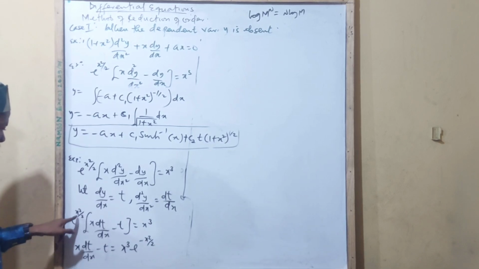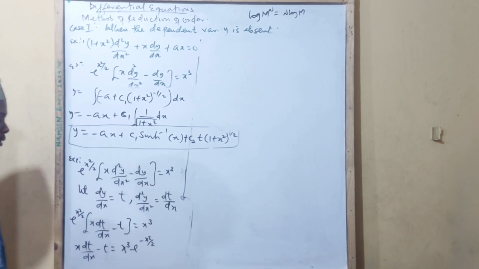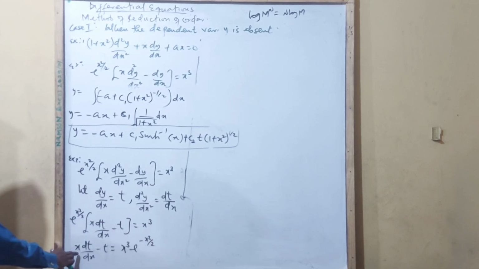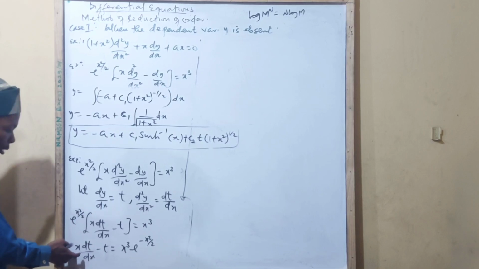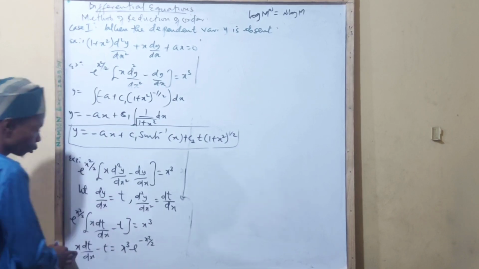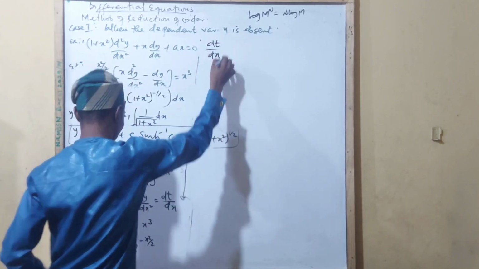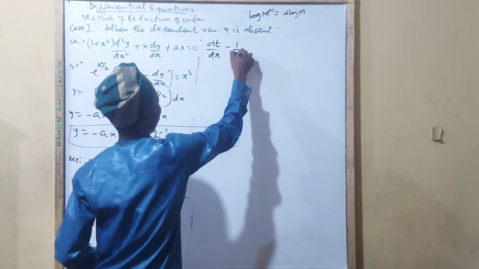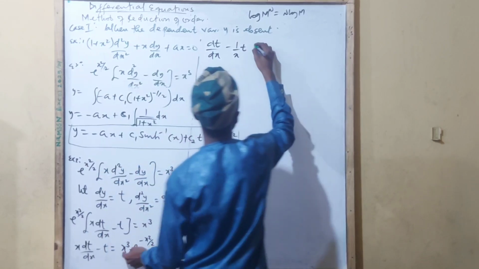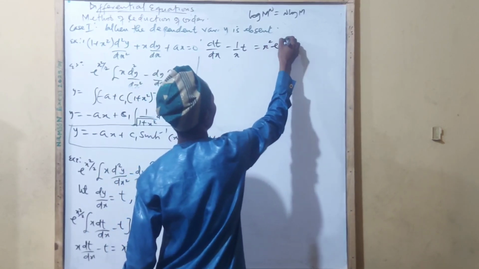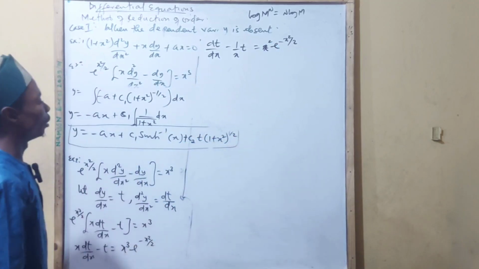So if I divide through by e raised to power x squared over 2, this side will be e raised to power minus x squared over 2. So the next thing, let's divide through by x so that the dt/dx will stand alone. Divide through by x, we will have dt/dx minus 1 over x times t. If I divide this side by x, it will be x squared e raised to power minus x squared over 2. So this is also a linear differential equation.